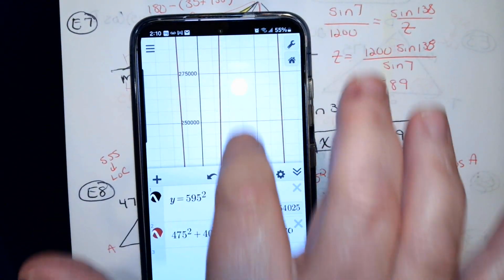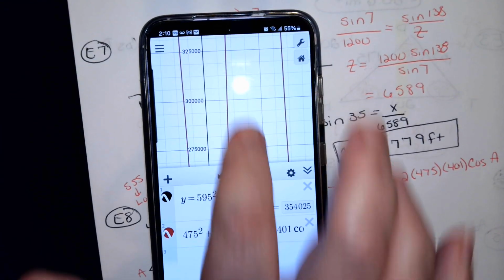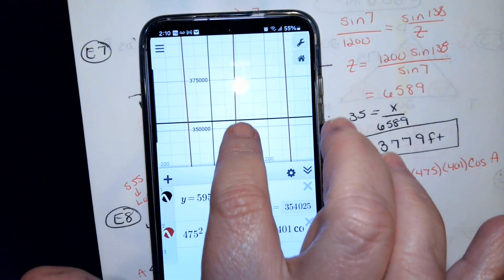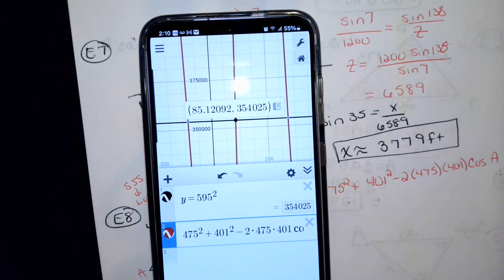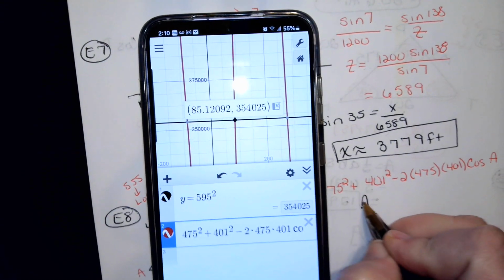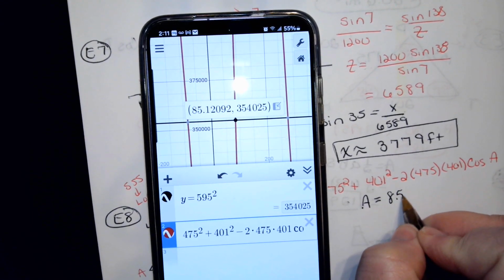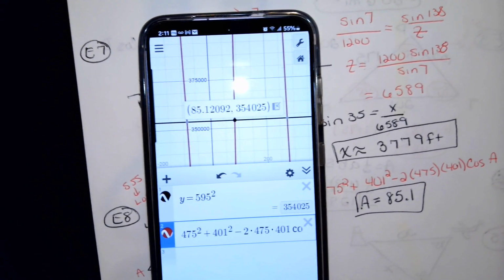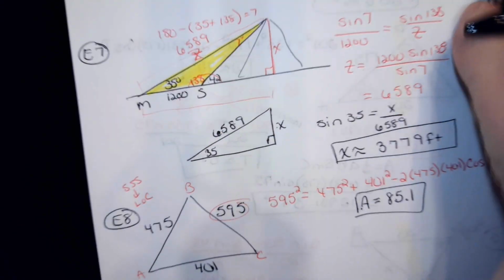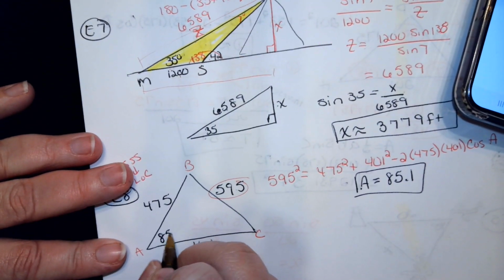So I'm going to come up here and find 354,000, which is right here. The first value where they intersect is right here, 85. They wanted it to the nearest tenth, so A is 85.1.